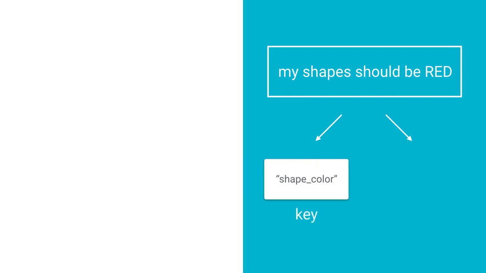We can save information like, my shape should be red, in primitive key-value pairs, the key being something like shape color, and the value being a string like red. In fact, shared preferences were built with saving app preferences in mind. That's why they're called shared preferences.